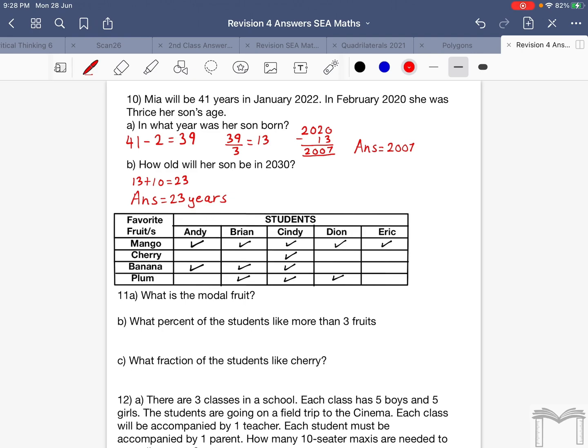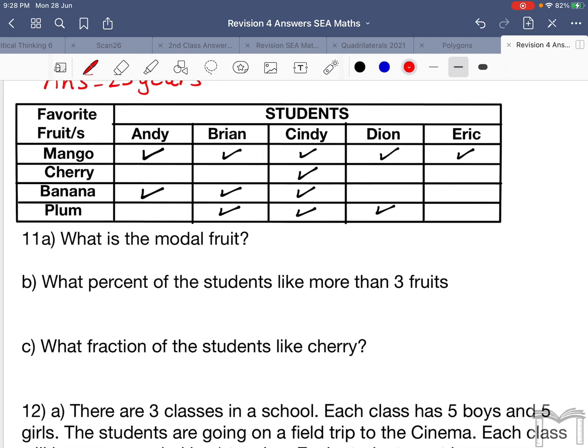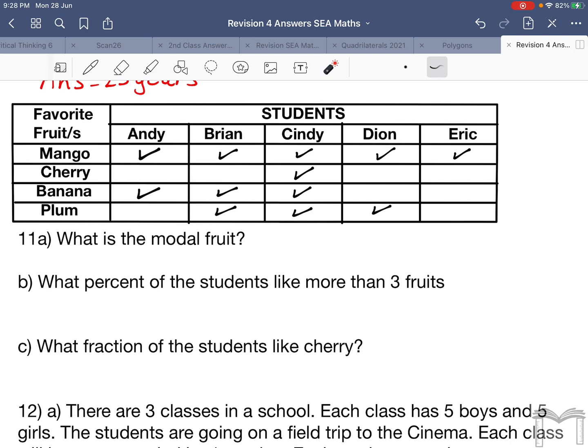Number 11. What is the modal fruit? So let's see what's happening here. We have a list of fruits: mangoes, cherries, bananas, plums, right? These are the students' favorite fruits. So Andy has 2 favorite fruits, mango and banana, and all the other persons we can see their favorite fruit or fruits. What is the modal fruit? So what fruit is liked the most among the students? We can see that all the students like mango. So mango is the modal fruit.